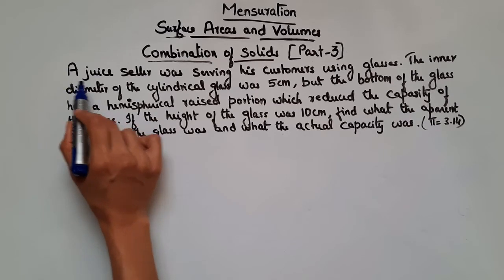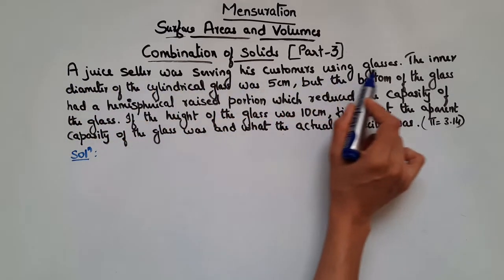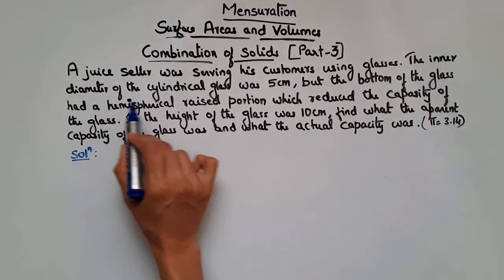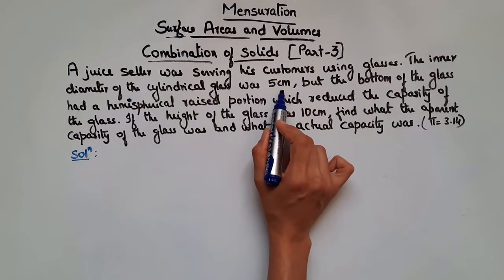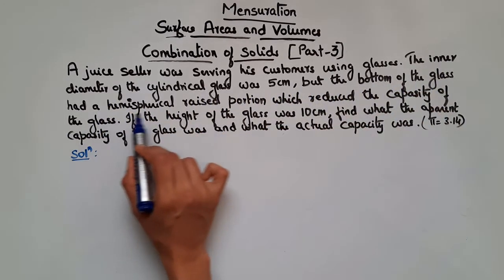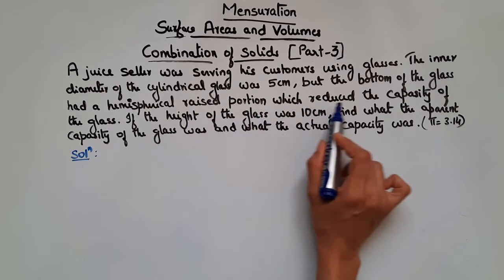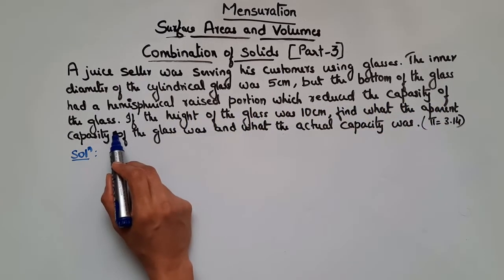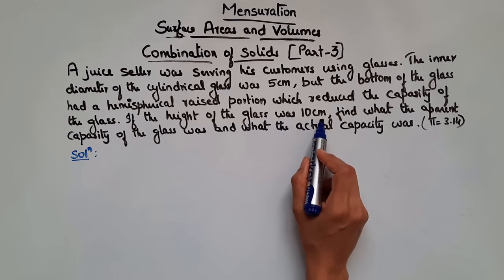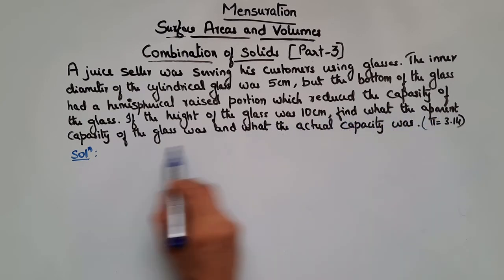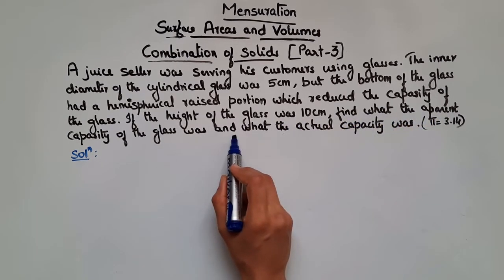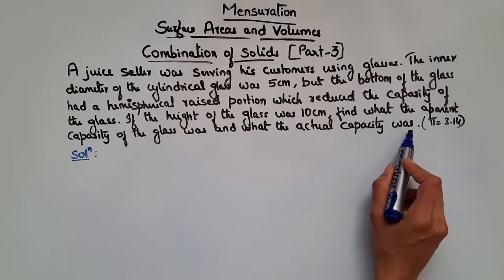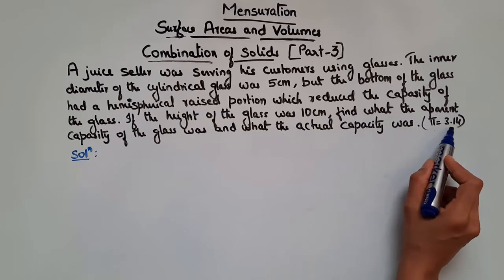Here it says, a juice seller was serving his customers using glasses. The inner diameter of the cylindrical glass was 5 cm, but the bottom of the glass had a hemispherical raised portion which reduced the capacity of the glass. If the height of the glass was 10 cm, find what the apparent capacity of the glass was and what the actual capacity was. You have to take pi is equal to 3.14.